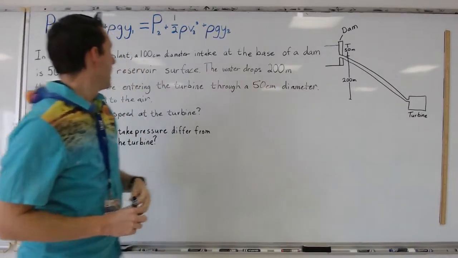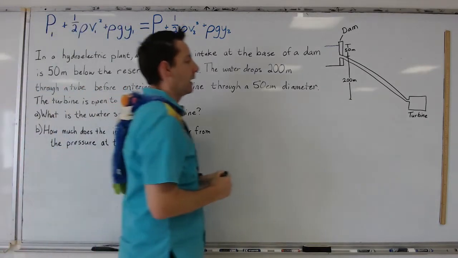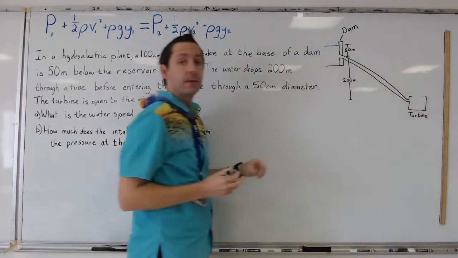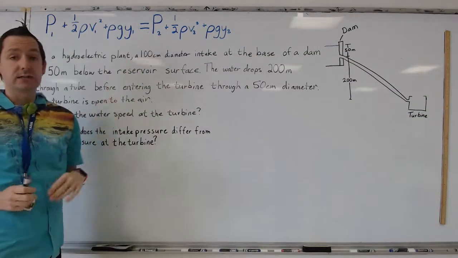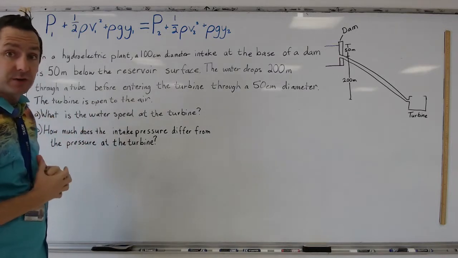All right. And the question does say the turbine is open to the air. That's significant because that means we know what the pressure is down there. It's the same as whatever the pressure is outside. Open to the air always means atmospheric pressure there.